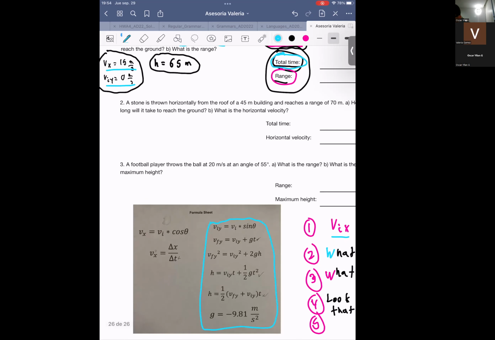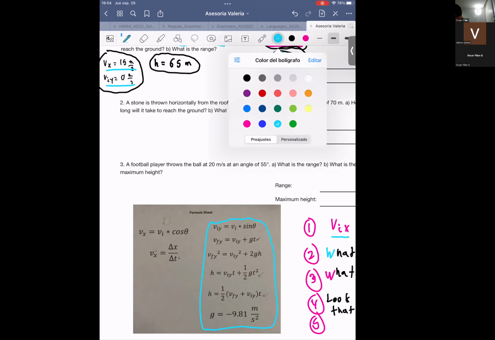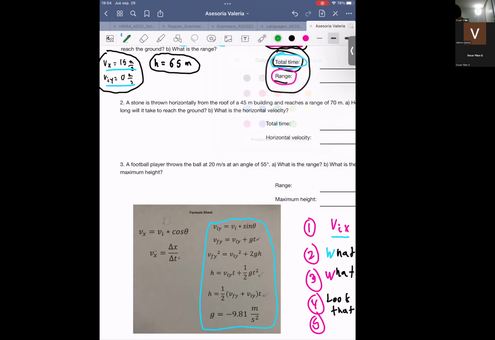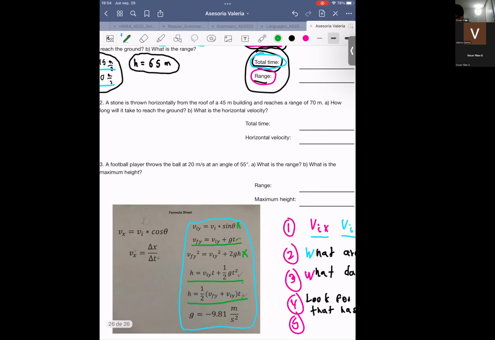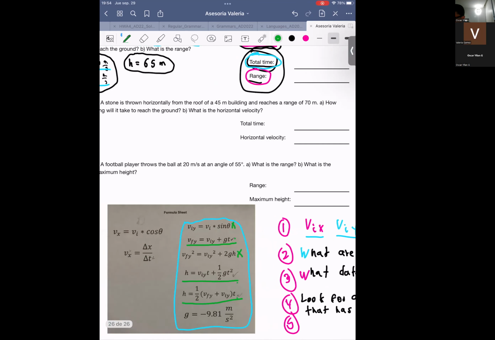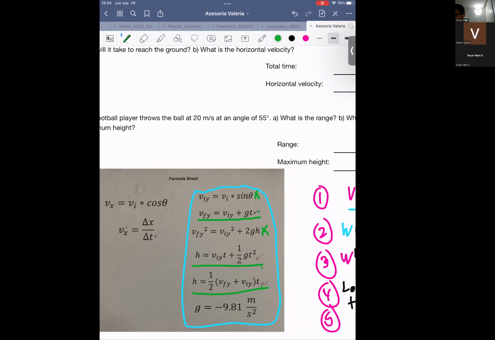So let's look for the equations that have time. This one doesn't have time, no. This one has time, yes. This one doesn't have time, no. This one has time, yes. This one has time, yes. So we have to look at 1, 2, or 3. But now we also have to see what values we have, what data, right?